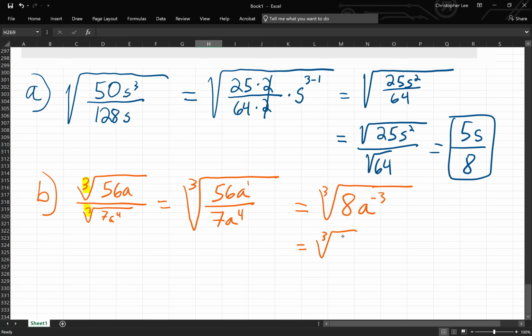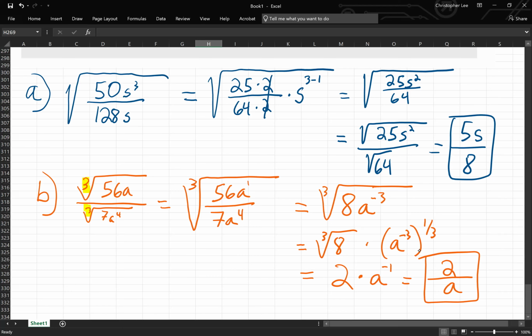After that, easy peasy, right? This is going to be the cube root of 8 times a to the -3. Let's put the fraction power over here: 8 to the -3 raised to the 1/3 power. Cube root of 8 we know is what number? Very good. And then times a to the -3 raised to the 1/3 power is a to the what? Say it again. -1, right? And then just to make my exponent positive, remember we can't have negative exponents, this becomes 2 over a. And that's it. Any questions on this, buddy?